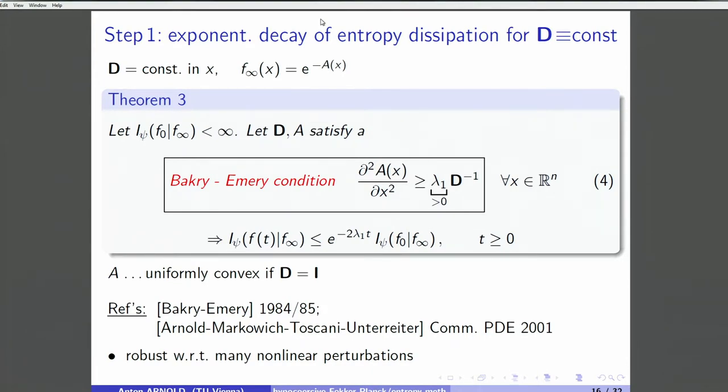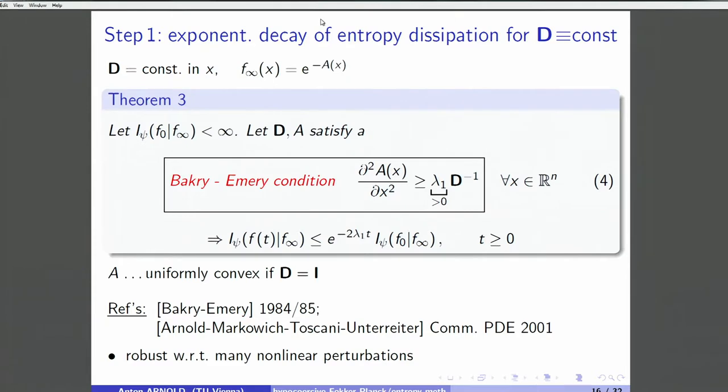Or another way you could see that: in the morning we saw that the key inequality for the Fokker-Planck equation was a logarithmic Sobolev inequality for the standard or simplest Fokker-Planck equation. So another way to see what I'm going to review now is how you can prove more general logarithmic Sobolev inequalities for more general equations, for more general entropies.